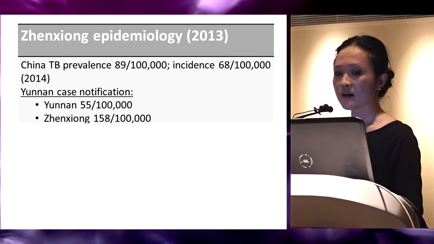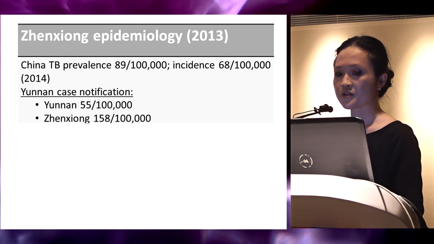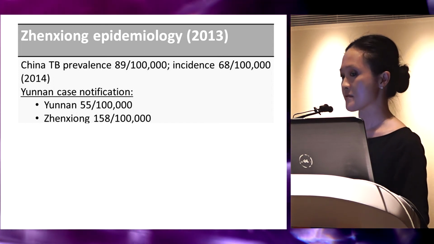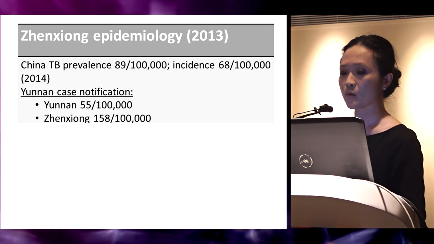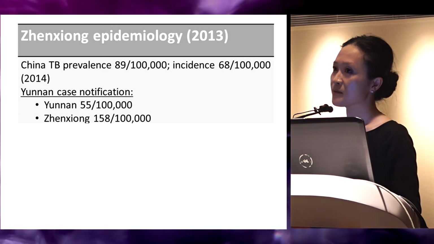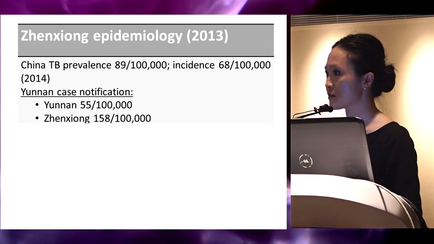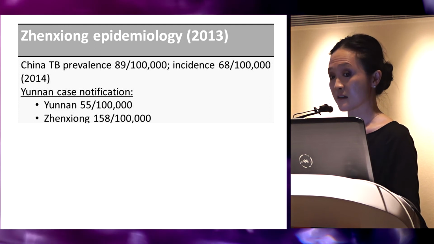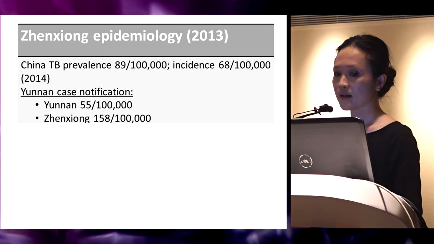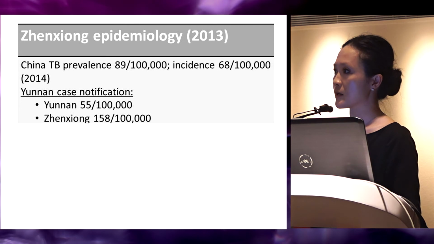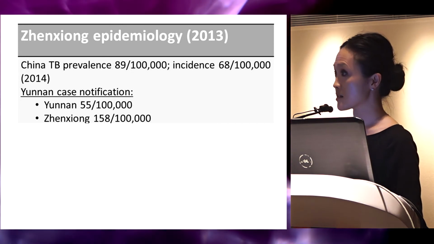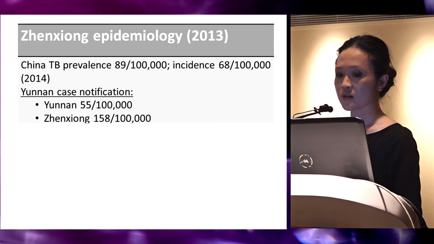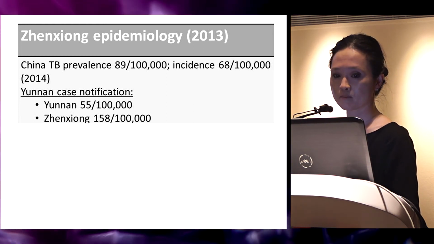So just to give you some context for the TB epidemiology here, the China TB prevalence as of 2014 was 89 per 100,000 and an incidence of 68 per 100,000. Now in Yunnan, a prevalence survey has not been done for over 20 years. So we don't have prevalence data, but rather we use case notification as an estimate. At the provincial level, the case notification is 55 per 100,000, whereas in Zhensheng, this particular county that we're focusing on at the moment, the case notification is 158 per 100,000.